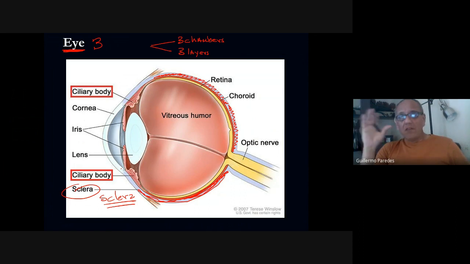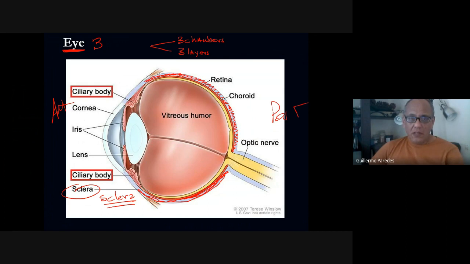That is the white. So it's 360 degrees, all the sclera. The sclera then are going to continue anteriorly. This is anterior and this is posterior, right? When they go anteriorly, they are going to change. So up to here is the sclera, all what I just drew in red.